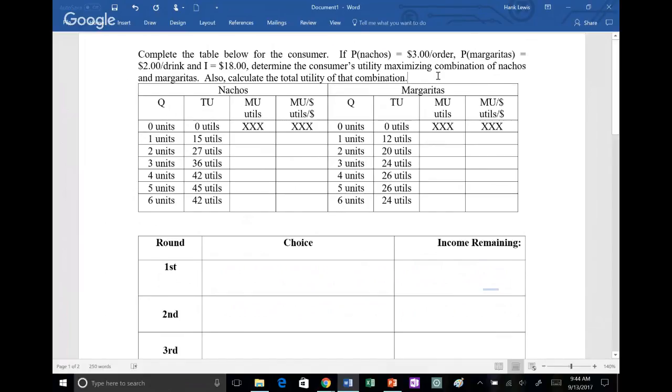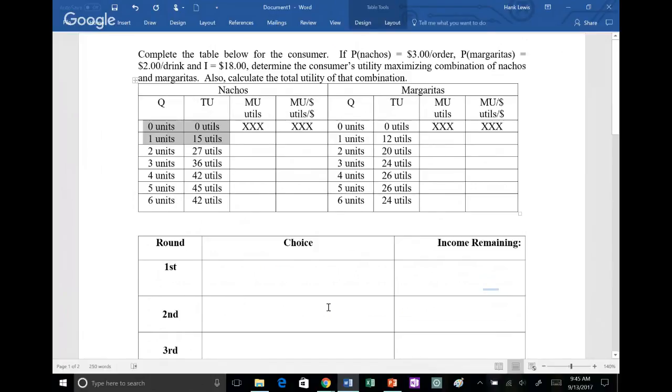And so we have to use this method that was described in the slideshow to determine the consumer's utility maximizing combination of the two products. I also want to calculate the total utility of the product. And you notice I have a table I've produced down below that's going to take us through the rounds, but we have to complete this table first. So we're going to start with the nachos.